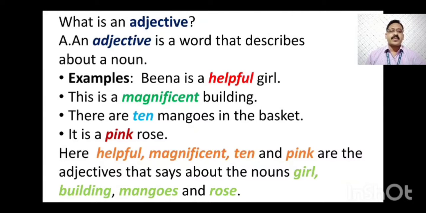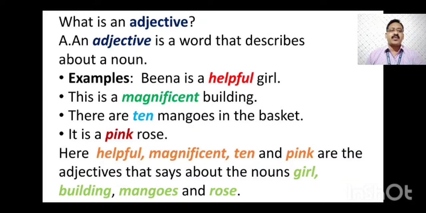Second one: this is a magnificent building. Here in this sentence the building has been described. How? It is a very magnificent, means very beautiful, building. So magnificent is the word to describe building. So magnificent is the adjective here.